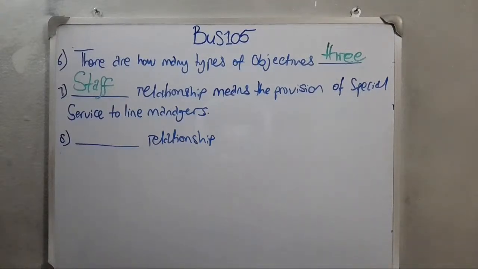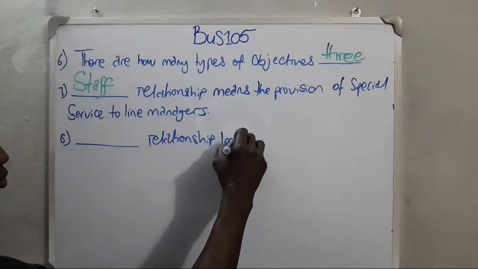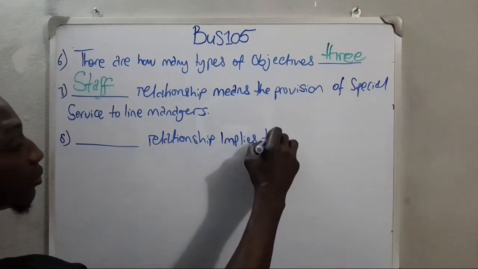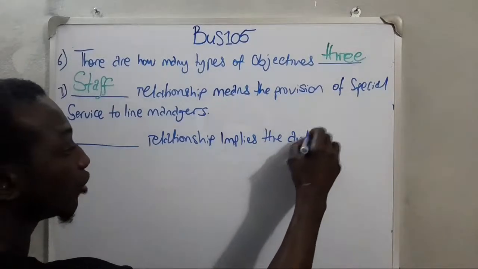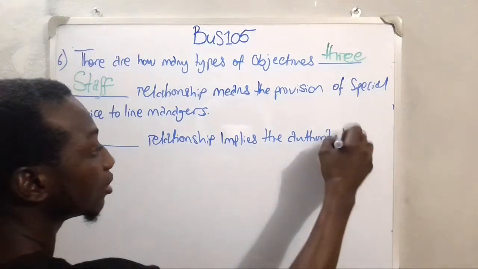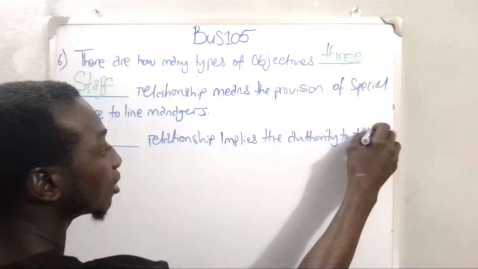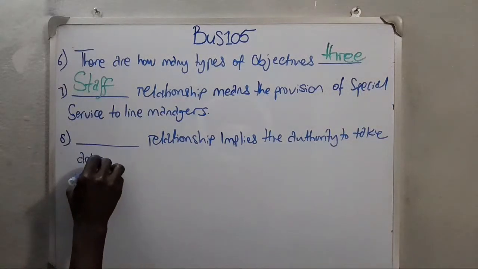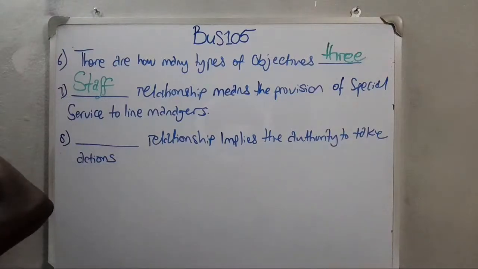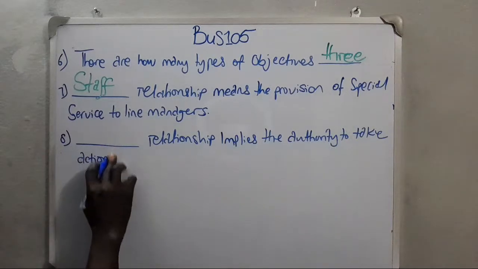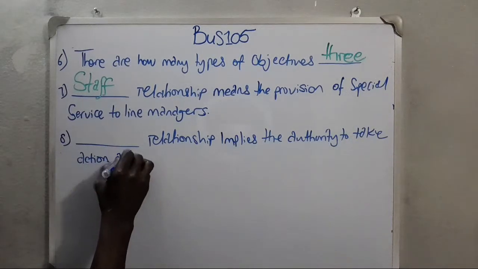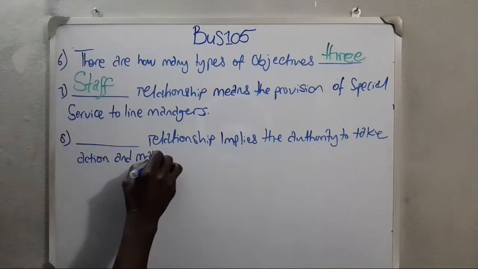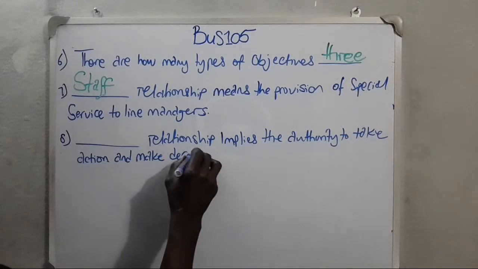Dash relationship implies the authority to take action. The authority to take action and make decision.